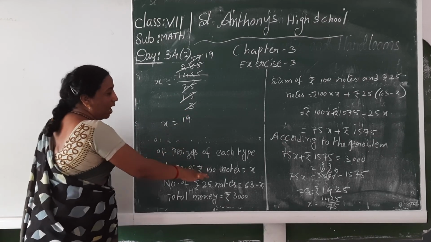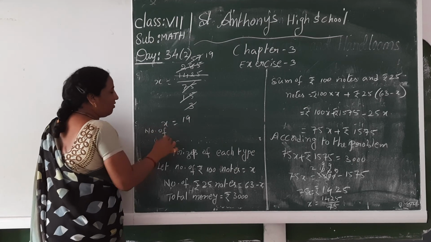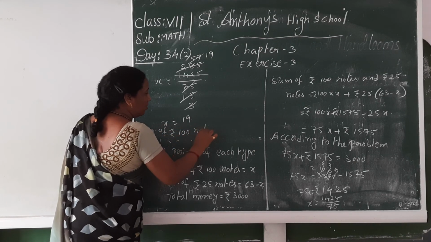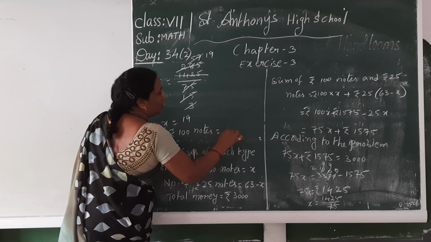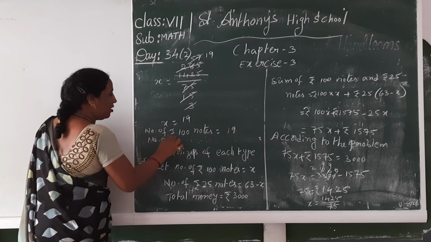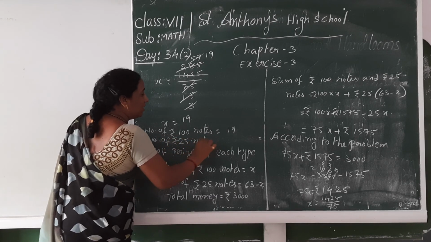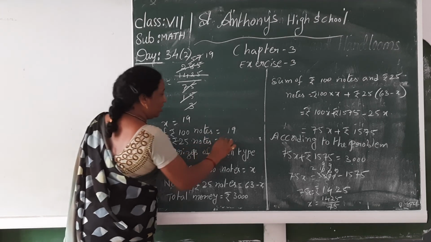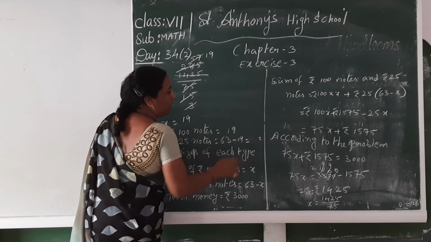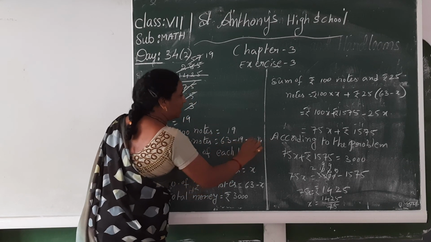Here x is the number of 100 rupee notes. Now number of 100 rupee notes is equal to 19. Now number of 25 rupee notes is equal to 63 minus 19. Then 13 minus 9 is 4, 5 minus 1 is 4. So 44.